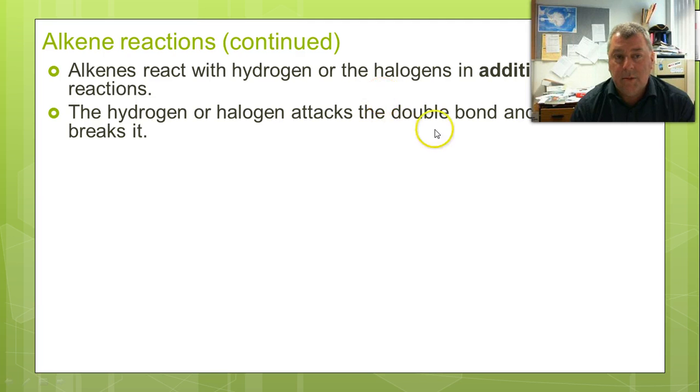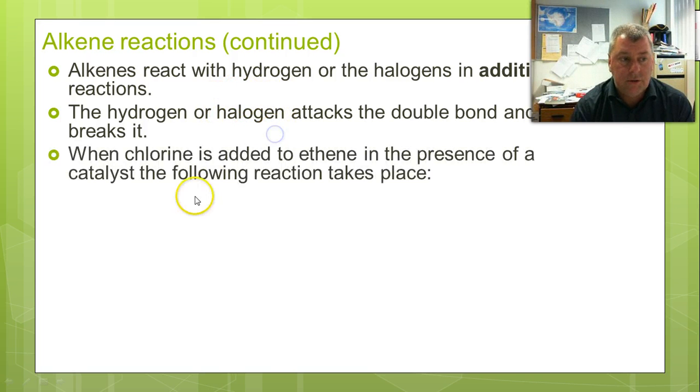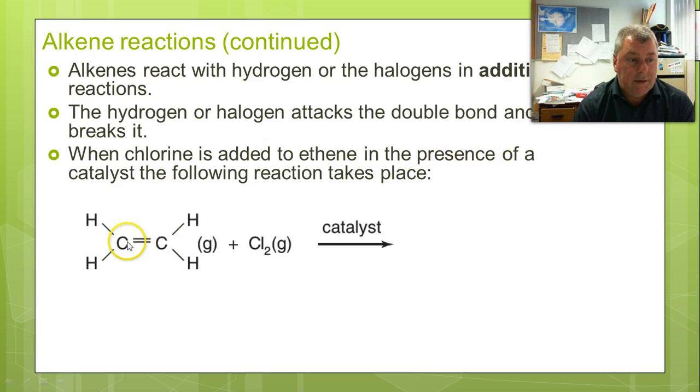And instead of having a double bond, one of those bonds breaks. So think in terms of the electrons becoming free to bond with the hydrogens. And so you just end up with a single bond rather than a double bond, and the hydrogen or the halogen, the chlorine, fluorine, bromine, then bonds onto those free electrons that are sitting there. So when chlorine is added to ethene in the presence of a catalyst, so this is an example, here we have our double bond, we've drawn our formula correctly, we've got our chlorine.